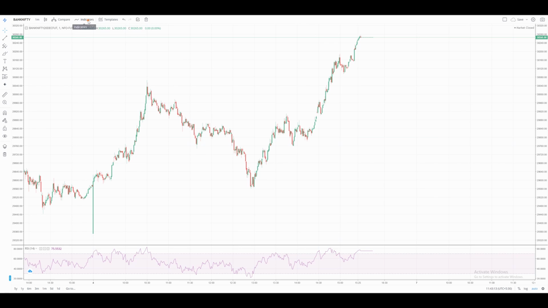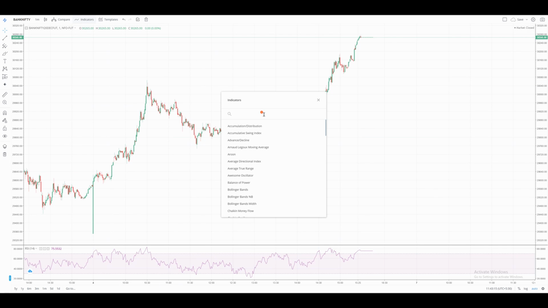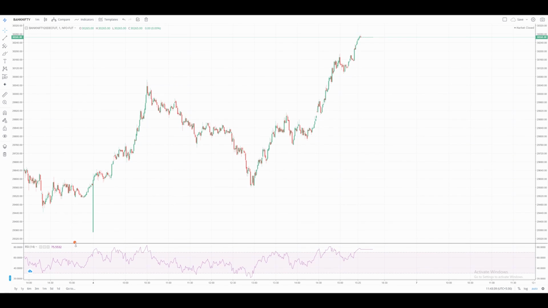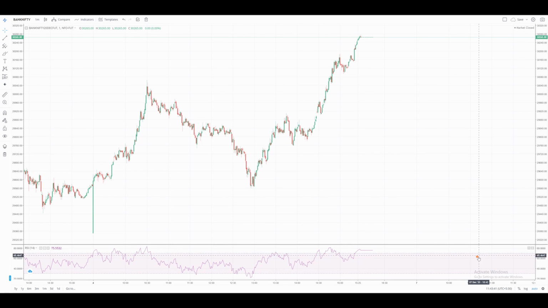How to enable the RSI, that is for absolute beginners. Click on the indicator button here on the Zerodha terminal, then type relative strength index. The first one which comes up, you can click on this. I have already enabled it, so I'm not doing it. Then you can see at the bottom of the graph the RSI window. You can resize this, and there is a coloring section here. This is what we are going to look at.